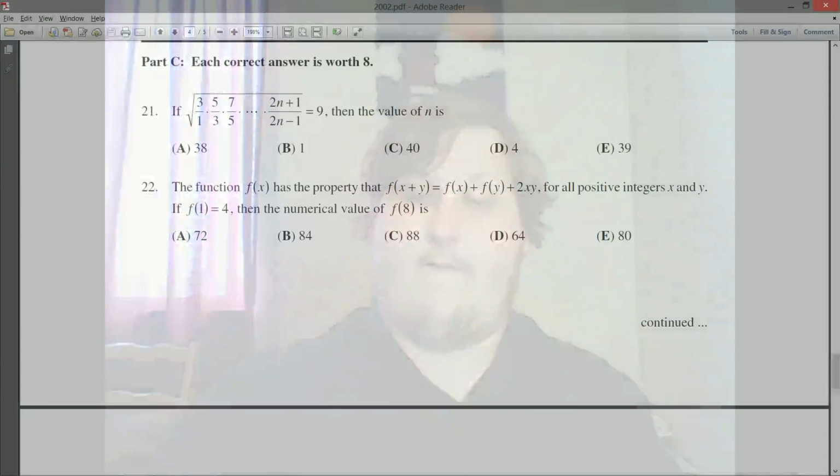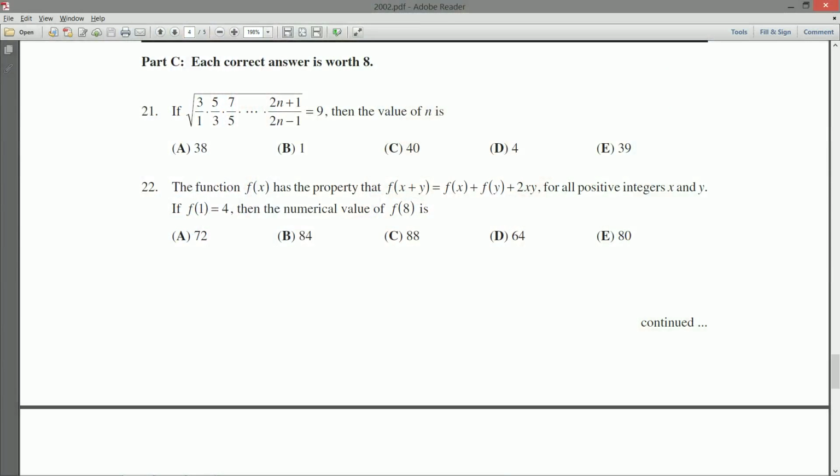We're going to be starting with question 21, but you should try that one before watching this video. Try 22 before watching the next video, and so on. Really give them a good go before you watch and see how I approach the problems. Okay? So, without further ado, here's question 21 on the 2002 Fermat paper.